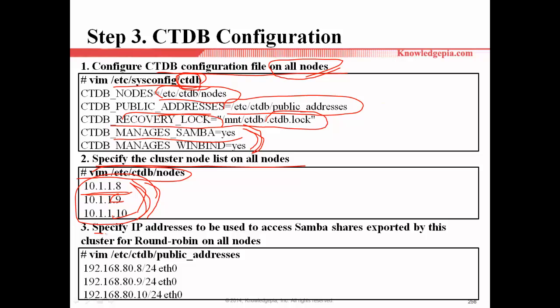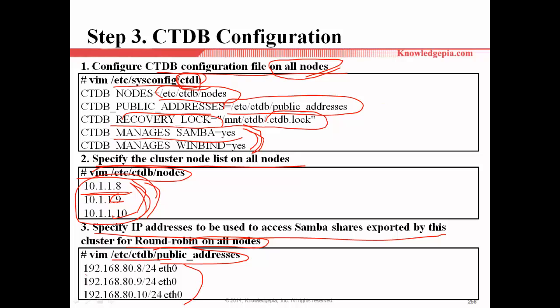Number 3, specify the IP addresses to be used to access the Samba shares exported by the cluster, for round robin across all the cluster nodes. So public_addresses. Using this file, we need to create these IP addresses.